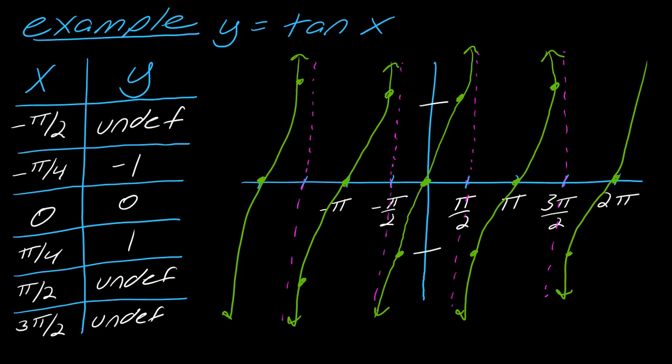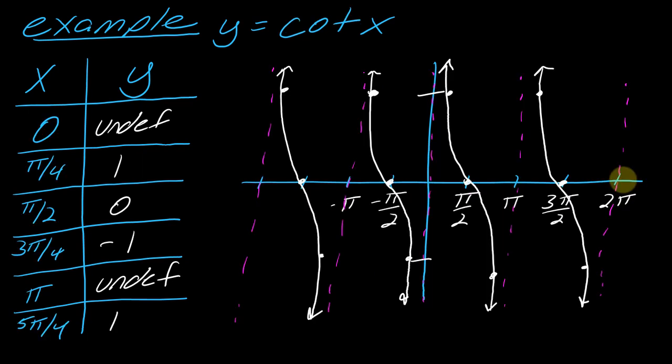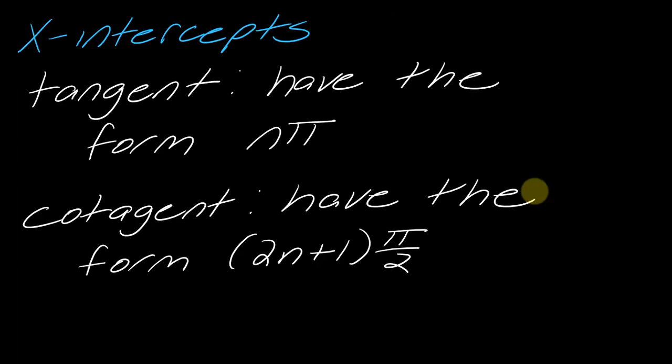Let me just go back to the graphs real quick. Okay, so for tangent, look at where these graphs are intersecting the x-axis. Negative pi, pi, 2 pi, that's what we mean. And then for cotangent, just look at where the x-intercepts are. Negative pi over 2, 3 pi over 2. So that's what they're trying to get at when we write out our x-intercepts like so.